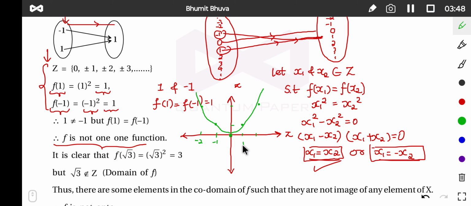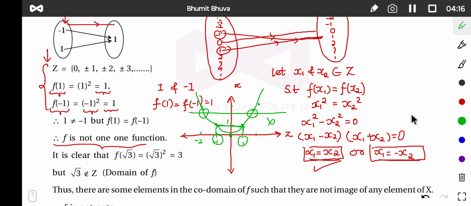We can see that 1 is mapping to 1 and -1 is also mapping to 1. So two different elements, -1 and 1, have the same image 1. Graphically, the trick is: if you draw any line parallel to the x-axis, and it cuts the graph at more than one point, then that function is never one-one. So this is the graphical method. So this function is not one-one.